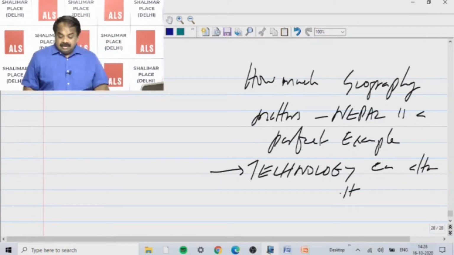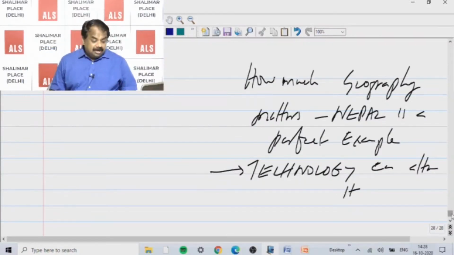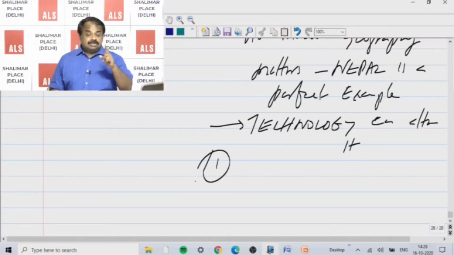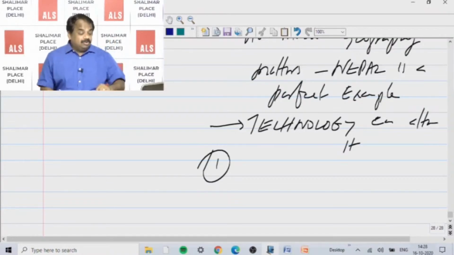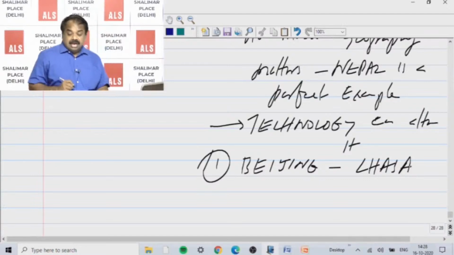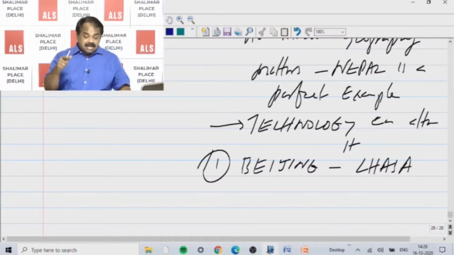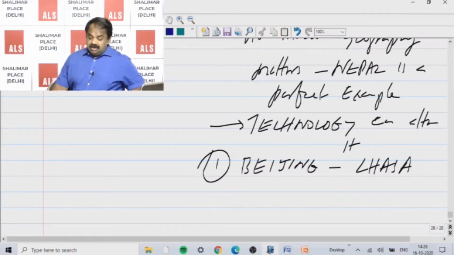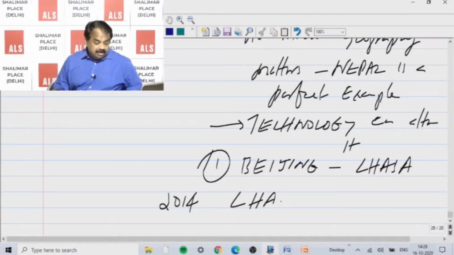The first point I would like to add in this is that China has already constructed the highest rail line, from Beijing to Lhasa. They have already completed it to Lhasa, and then they extended this Lhasa line to a place called Shigatse. They extended it in 2014.